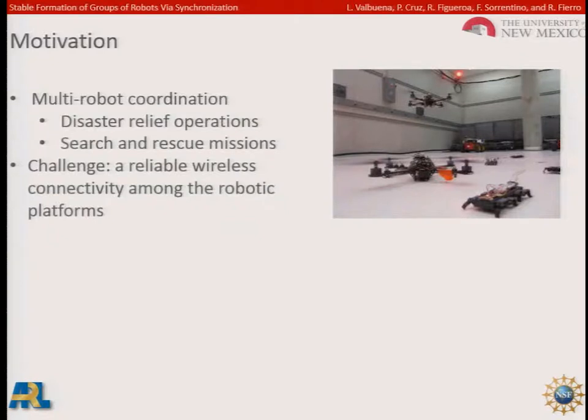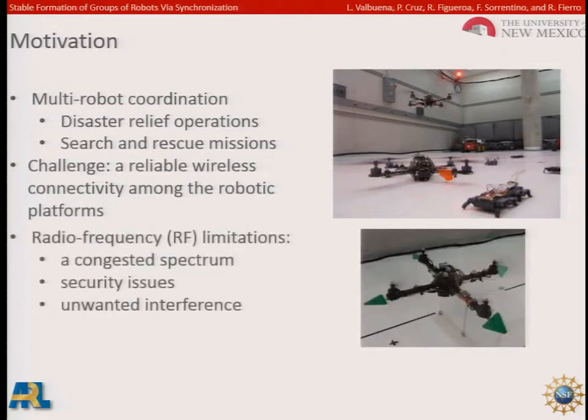The coordination of multiple robots is required for different tasks like disaster relief operations. One of the challenges when we are working with this type of network is to maintain a reliable wireless connectivity among the robotic platforms. So far, RF has been used for communication purposes, but this has some limitations, like, for example, some security issues, and it can also cause unwanted interference in sensitive environments.